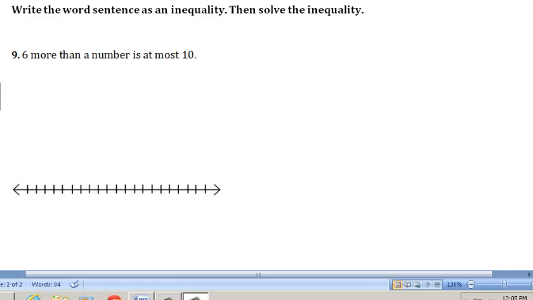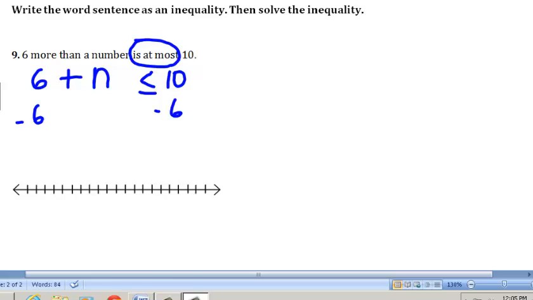In this case, they are asking us to write the word sentence as an inequality and then to solve the inequality. We really don't have to graph it. I've given you a graph just for practice, but I know that it doesn't ask you to graph it. Okay, here it says 6 more than a number is at most 10. What does that mean? If you don't know, refer to your books. Is at most, so it should be less than or equal to 10. All right, now go ahead and solve the problem.